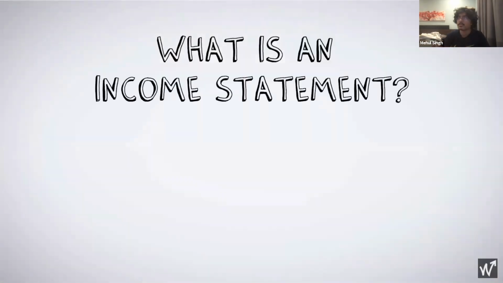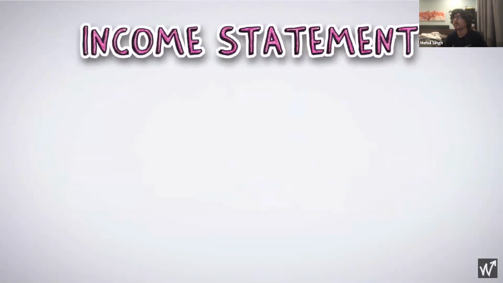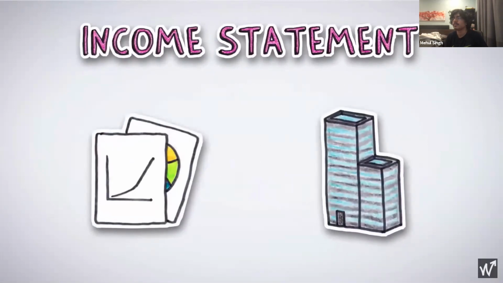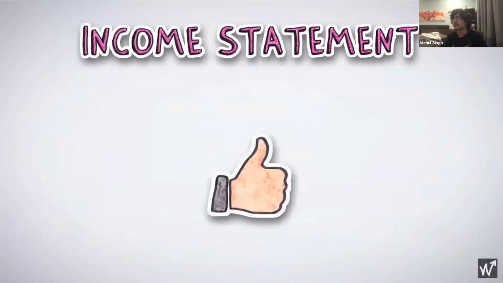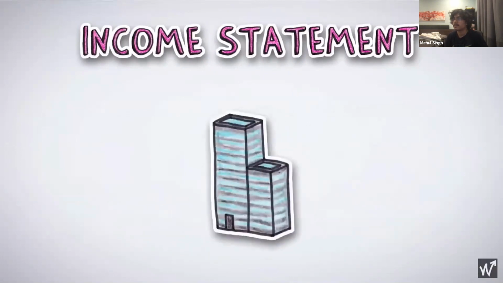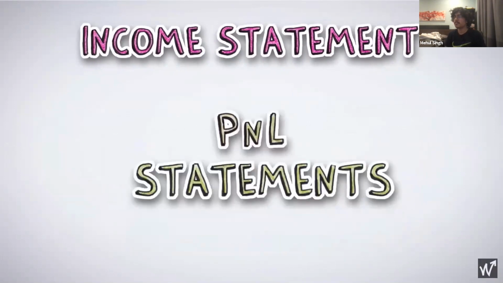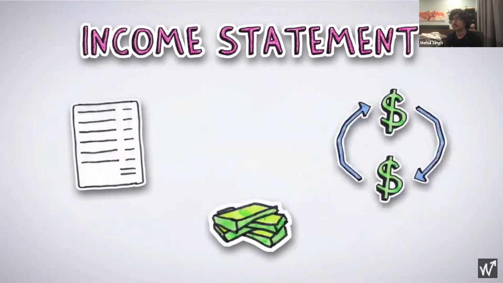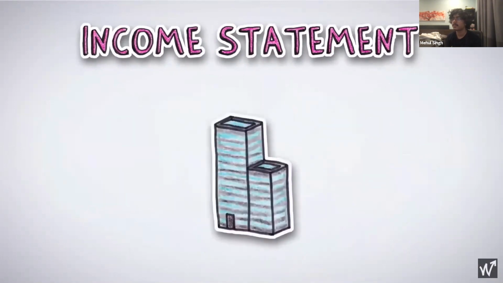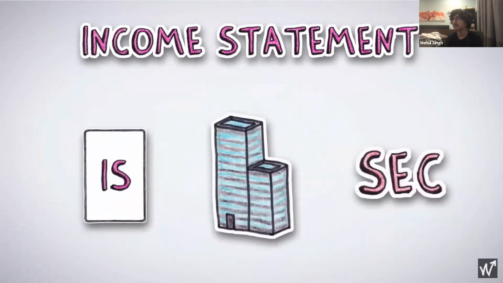What is an income statement? Presented by WallStreetSurvivor.com. An income statement shows the financial performance of a company for a given time period. It shows a company's revenue and costs and is therefore a pretty good indication of the strength of the company. Income statements are also called profit and loss or P&L statements or revenue and expense statements. Income statements are prepared as a part of a company's financials. All public companies are required to submit them quarterly, regulated by the SEC. So let's look at a simple income statement in practice.